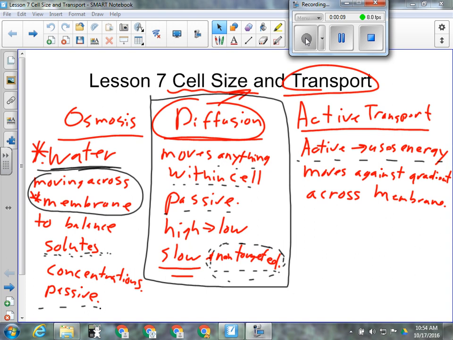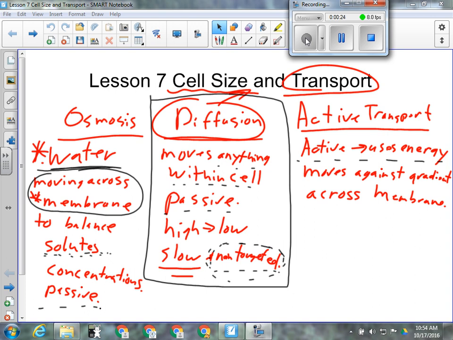Okay. So, quick review. The three transport processes we talked about on Friday, and mostly talked about today too, are osmosis, diffusion and active transport, right? The key features for each one.